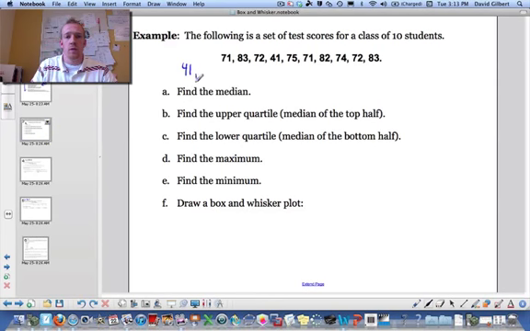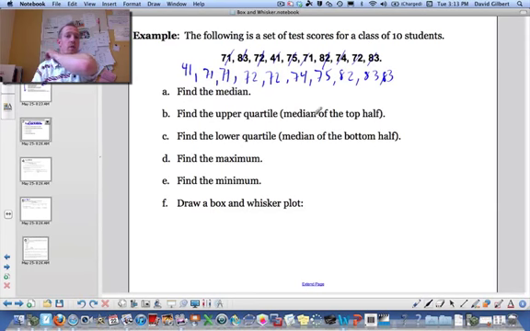We got 41, next biggest is a 71. There's two of those. And we got 2 72s. We've got a 74. We've got a 75. An 82. And 2 83s. Alright, so now that we have all our numbers in order, the median is going to be the middle number.